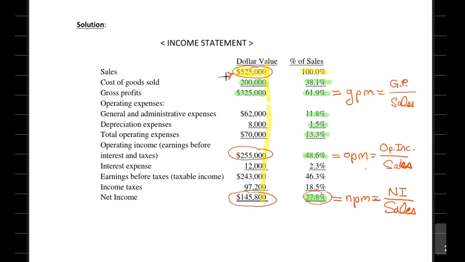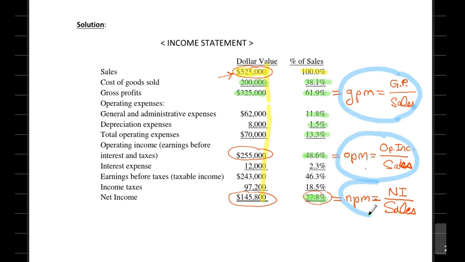So these three profit margins are very, very important. You are recommended to memorize these ratios. So the gross profit margin is equal to gross profit over sales, operating profit margin is operating income over sales, and finally net profit margin is net income over sales. And we basically came up with our common-sized income statement, and the question is basically done.